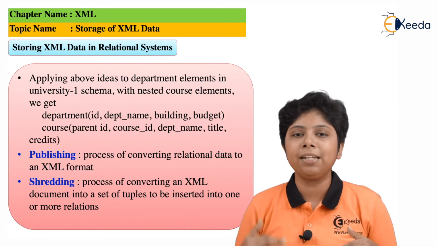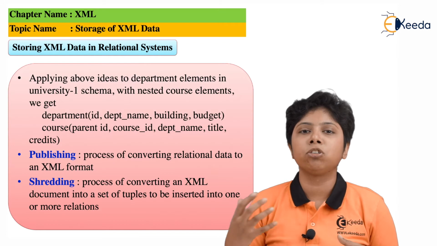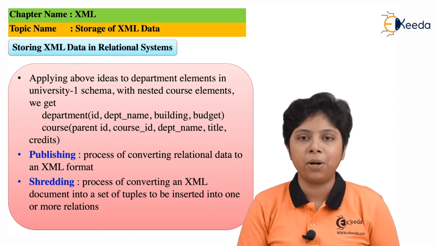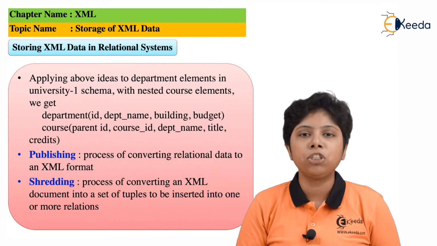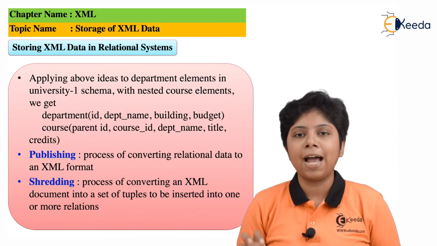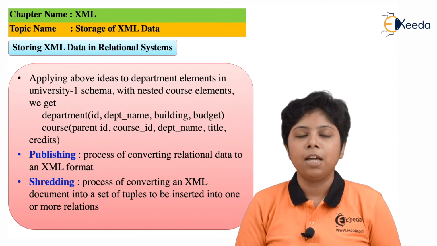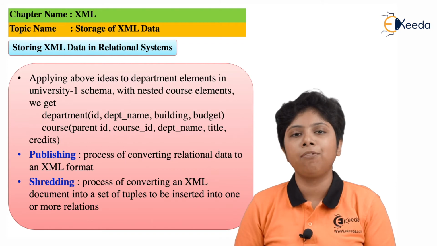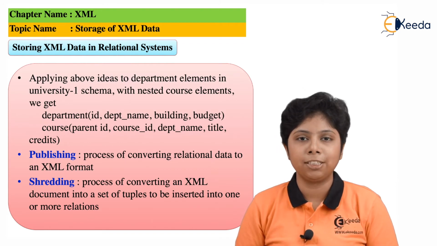That means if it's a leaf node, then it can belong to either the root node or any other internal node, so we need to mention the parent ID. And finally, we should add all the simple types that the element has as attributes to the element. Now we have transformed our XML data to the relational form to store it in a relational database.